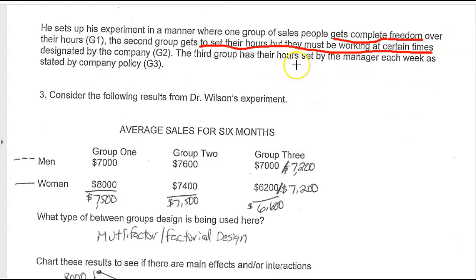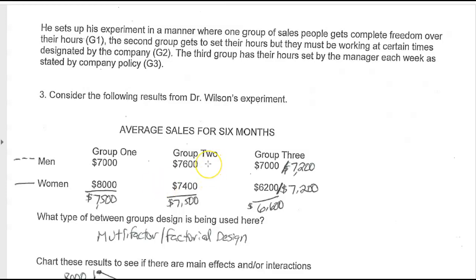But what if you're in group 3? The manager sets your schedule every week. You have no choice over it. So let's see what the results are for Dr. Wilson. In group 1, where you get total freedom, look at this. Women sell way more than men, 8,000 versus 7,000 on average. Does that mean that women are better salespeople? Maybe. Let's see what the other 2 groups say.